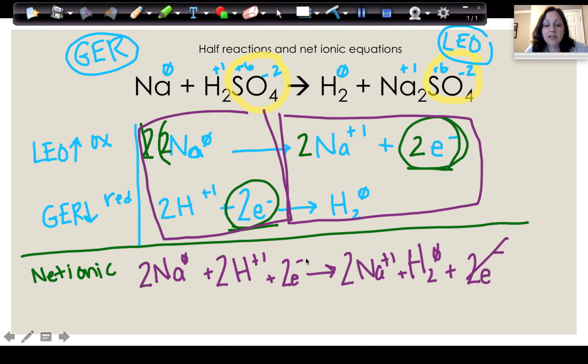And what I notice is that the 2e- shows up on both sides. So I take it out of my net ionic equation. You can even cancel it out before you bring everything down. And now I have a net ionic equation that says 2Na0 plus 2H+1 yields 2Na+1 plus H2. I have 2 moles of Na on each side. I have 2 moles of H on each side. I have an equal charge on each side. I had the same number of electrons in the two half reactions, so my net ionic equation is balanced.